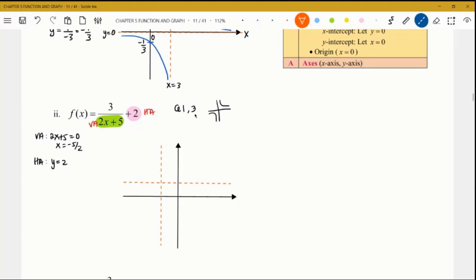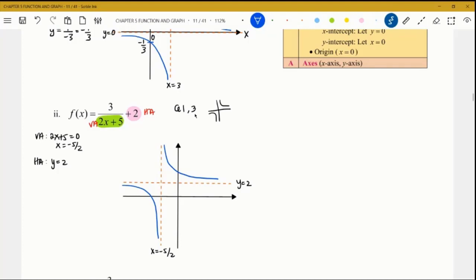So basically our graph depends on the horizontal and vertical asymptotes. So we mention your vertical asymptote first, which is x equal to negative 5/2, and then here will be y equal to 2. So it's quadrant 1 and quadrant 3. So we just have to sketch it like this, and we're going to have something like this.